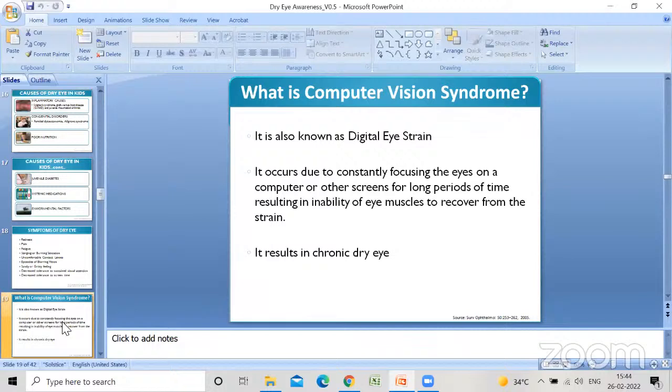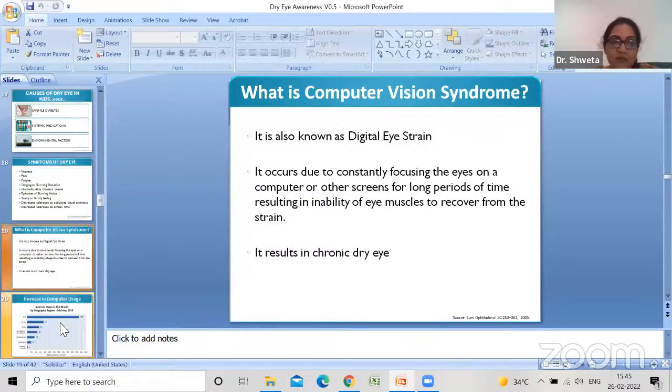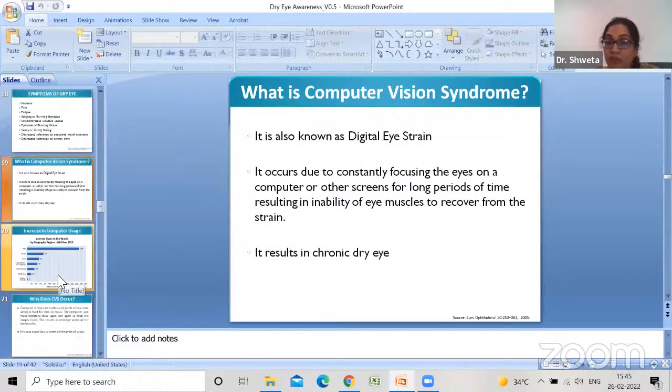When we are looking at the screen continuously, what happens is we do not blink enough, and blinking is very much required to spread the tear film over the surface of the eye properly. So when we are looking at a screen, then we do not blink very frequently. A normal blinking rate has to be at least 15 to 20 times in a minute. But when we are continuously staring at the screen, our blinking rate gets reduced to less than 4. That causes the tear film to evaporate very easily, and that is how it causes digital eye strain.